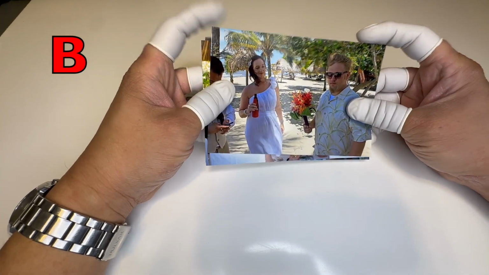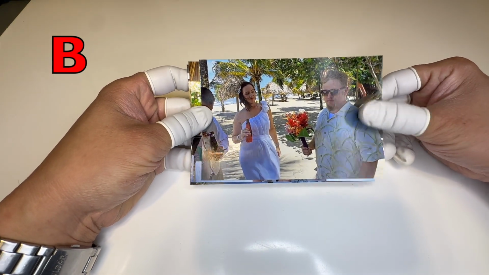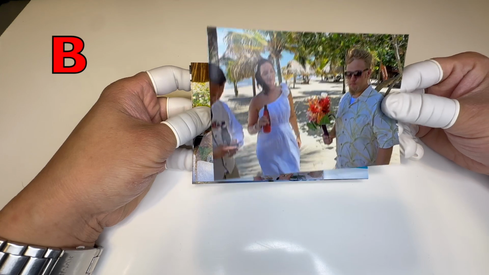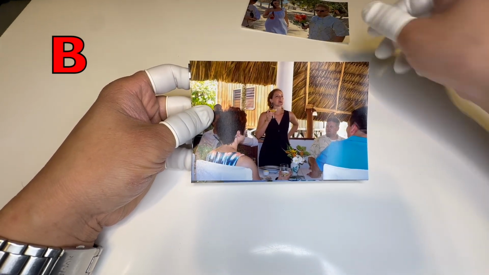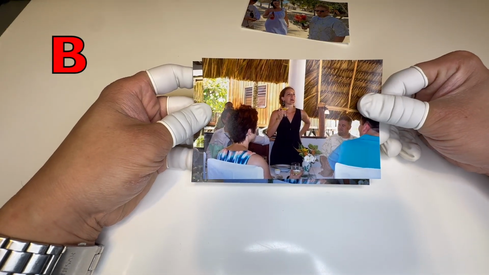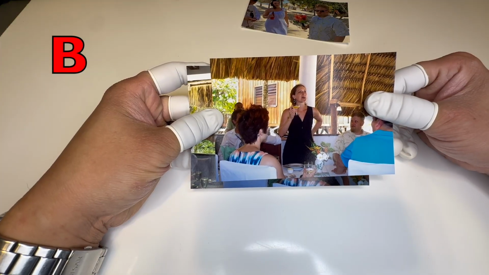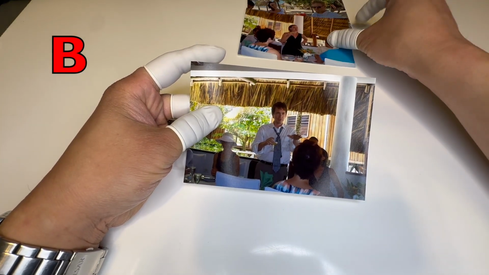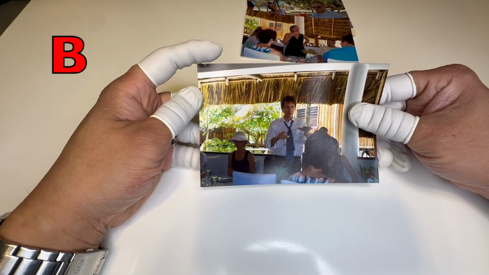Next, we'll say from the wedding, the B photos. These are ones that maybe aren't exactly album worthy, but we definitely want to keep. So here's a nice picture of our friend. He's holding the bouquet, so we definitely want to keep that one. This one is my sister-in-law doing a speech during the reception. Again, here's one with a brother-in-law doing a speech during the reception.